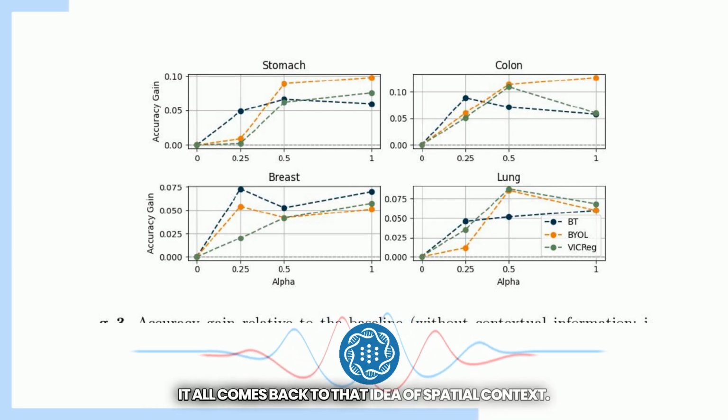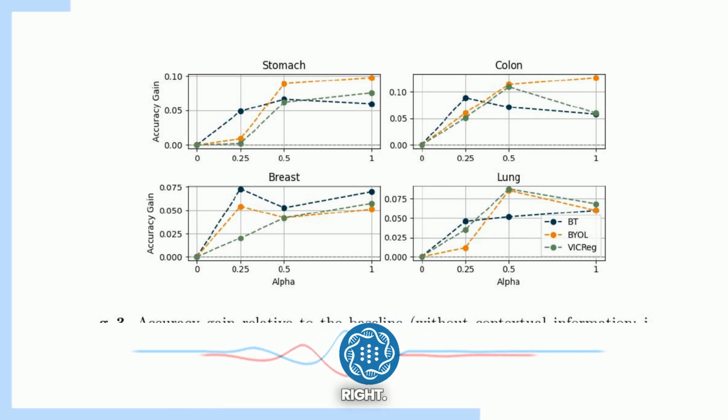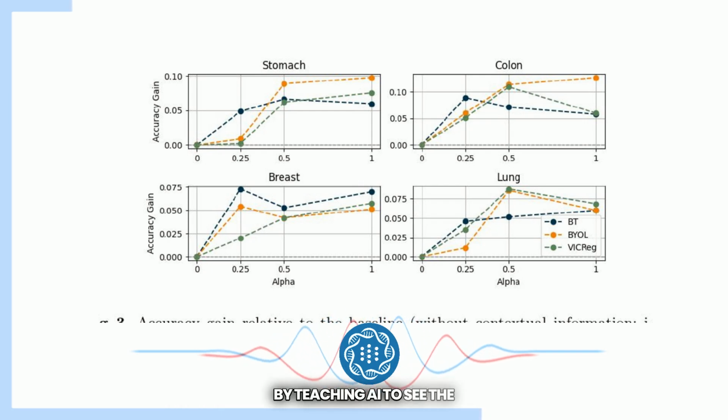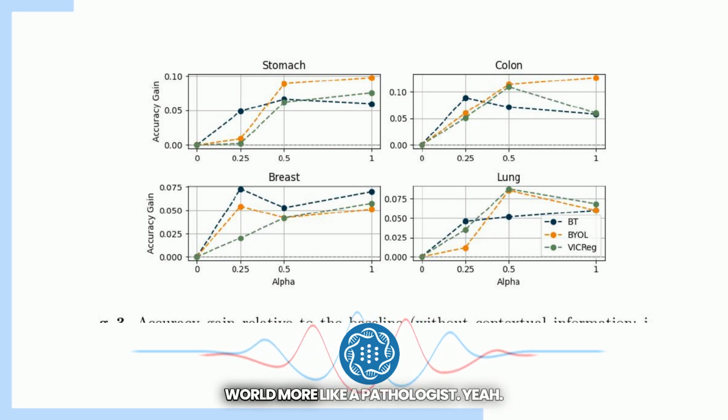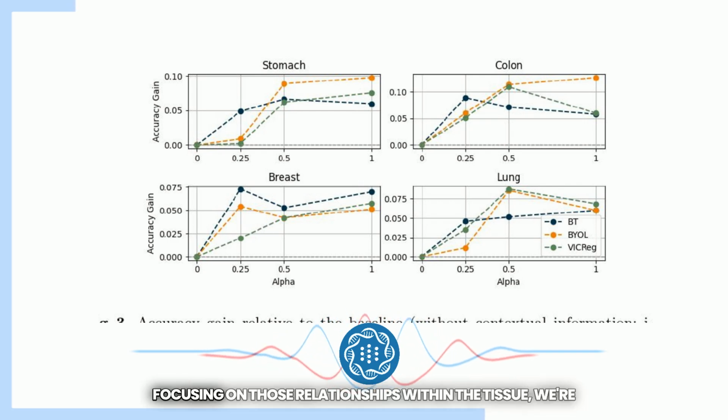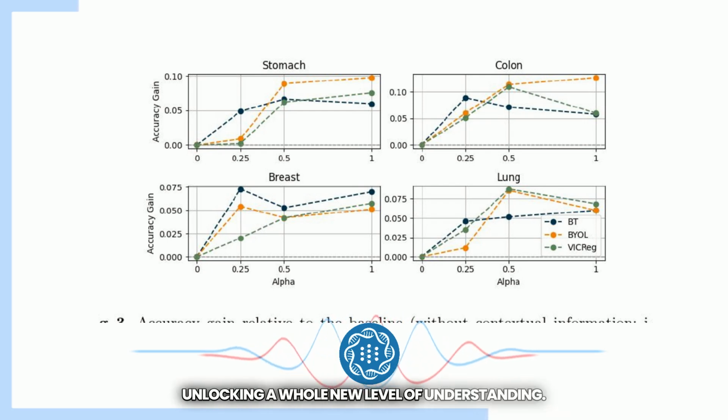Absolutely. It all comes back to that idea of spatial context. By teaching AI to see the world more like a pathologist, focusing on those relationships within the tissue, we're unlocking a whole new level of understanding.